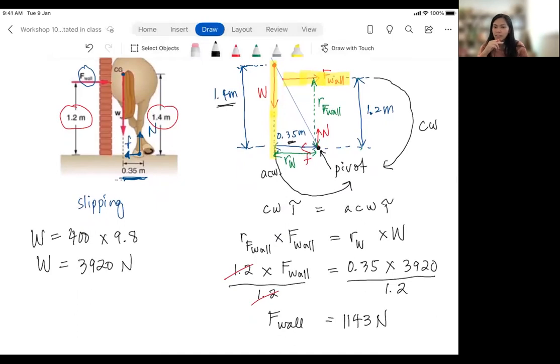Okay, so this is an example of how a smart choice for where you put the pivot point can simplify the problem, because then you can eliminate unknown forces that you don't have to worry about. Okay, so yeah, I hope that makes sense.